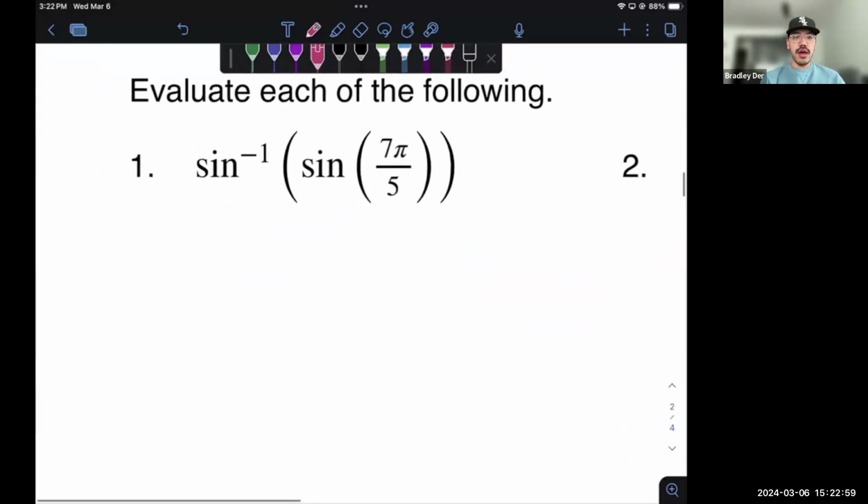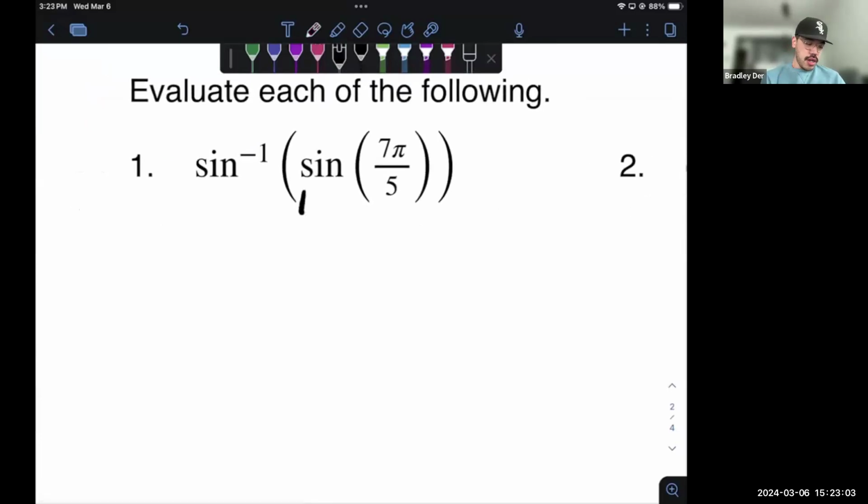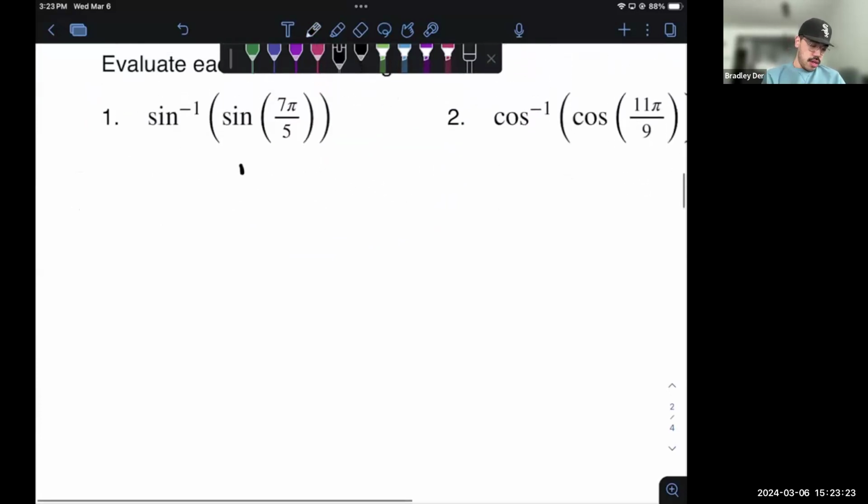Inverse sine of 7 pi over 5. Again, I don't really know what the sine of 7 pi over 5 is. But at the end of the day, that's not the thing that I need to deliver. I need to deliver an angle measure, right? An output of arcsine that has the same sine value as 7 pi over 5. So I'm going to go ahead and draw a set of axes.